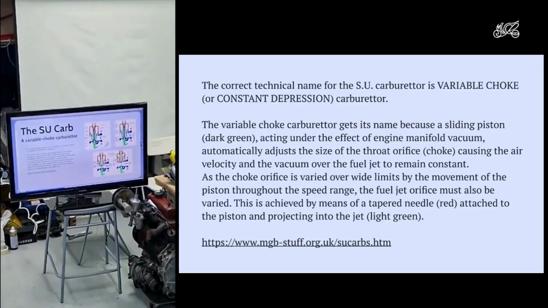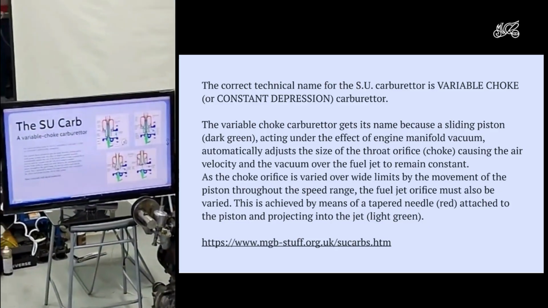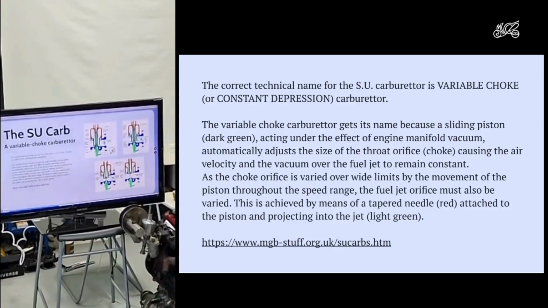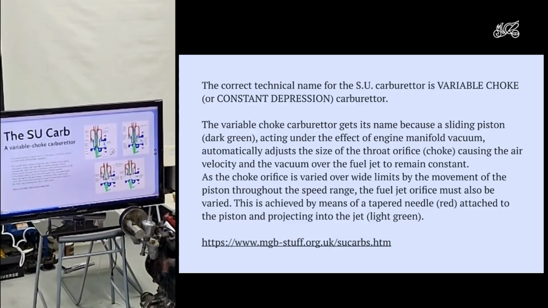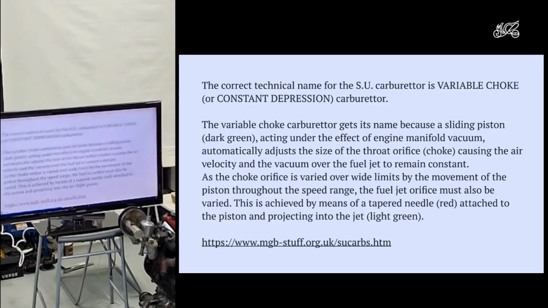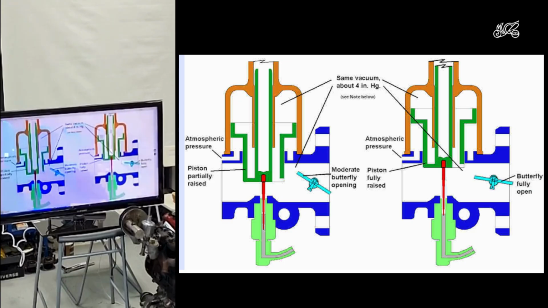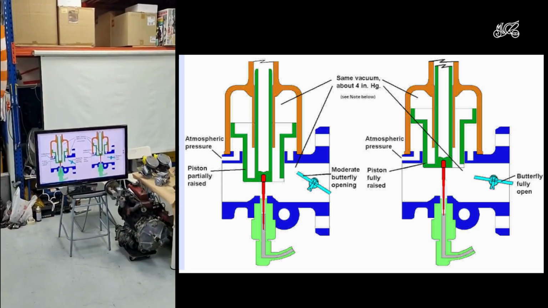So those carburetors we just talked about were fixed choke designs. That's why you got the multiple flaps and things like that. The choke is a fixed size. And so as the airflow varies, the pressure changes. The SU carb works a different way. Let me go on to the next picture first. The carburetor is called a constant depression carburetor. It is a variable choke design.